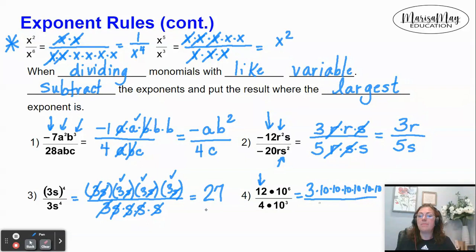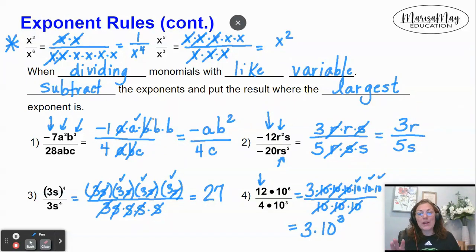And then on the bottom, you have 3 of them, 10 to the 3rd. So 10 times 10 times 10. 1 10 on the top cancels with 1 10 on the bottom. 1 10 on the top cancels with 1 on the bottom. There we go. Look at what we have left. We have 3 times 3 10s being multiplied together. That's 10 to the 3rd.